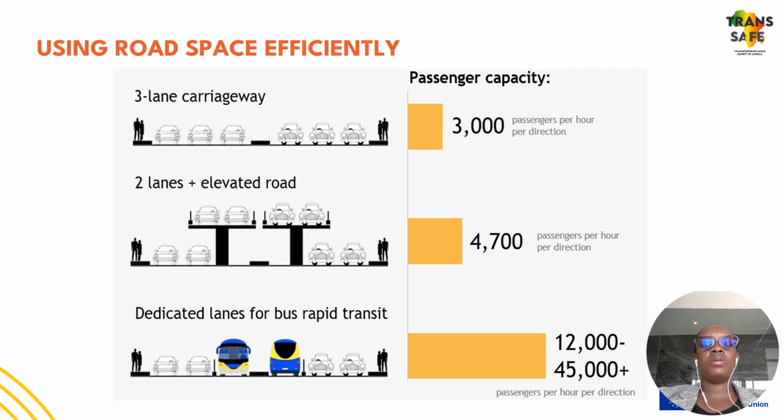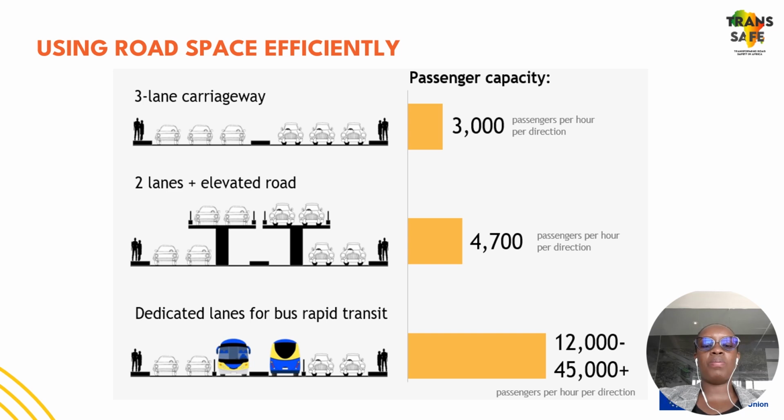When we think about public transport, what it does is it allows us to use road space efficiently. For instance, this is a good example where we have a 3-lane carriageway with 3 lanes on either side. The capacity of passengers it can ferry is 3,000 passengers per hour per direction. Should we make an improvement to the 3-lane carriageway by adding an elevated road with 2 lanes in either direction, that increases the capacity from 3,000 to 4,700 passengers per hour per direction.